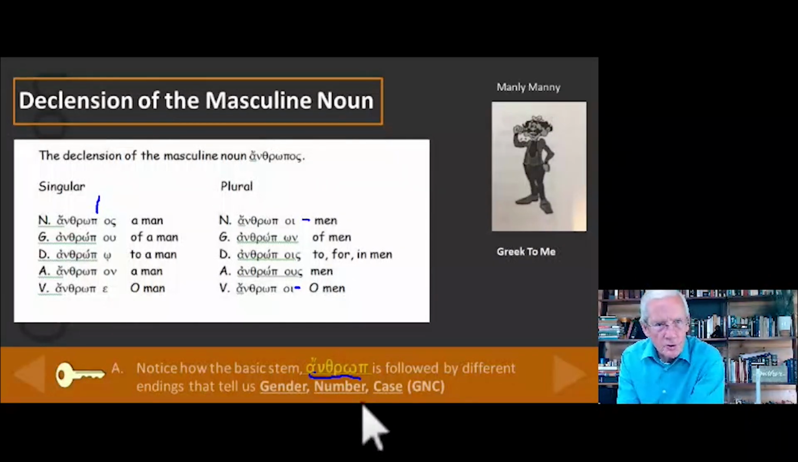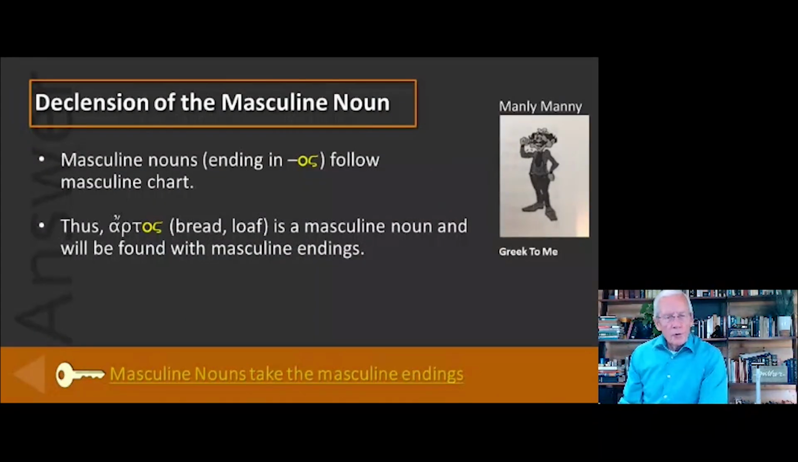So let's say these one more time. Anthropos, anthropou, anthropo, anthropon, anthrope. Plural. Anthropoi, anthropon, anthropois, anthropous, and anthropoi. So, all of the masculine nouns that you learn in the vocabulary of chapter 2, they end in os. That is the nominative form. That's the subject of the sentence.